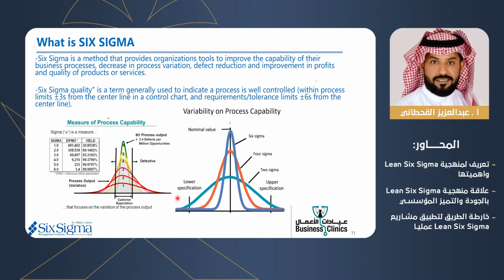Any organization that wants to improve their profitability, or wants to reduce their cost, Six Sigma is the best solution to follow. Also, Six Sigma in quality is used as an indication that the process is well controlled within the specific range given, which is, let's say, 3 sigma to the left of the center and 3 sigma to the right of the center. Here is just a visual example.